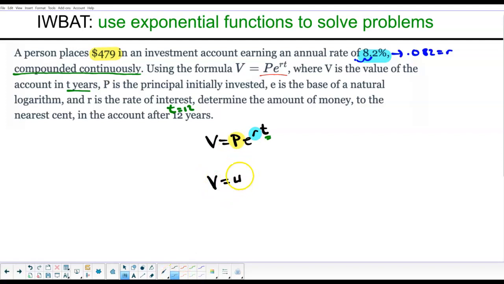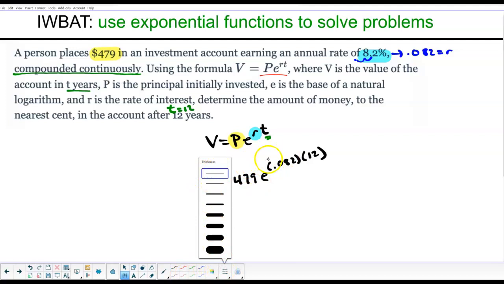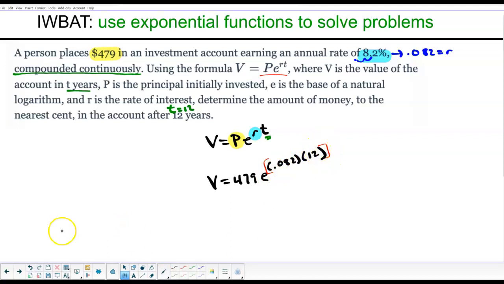So let's take our initial amount. We're going to leave e, and then we're going to put in our rate, and we're going to raise that, or times that by 12. Now keep in mind, this product is all in the exponent. So let's grab our calculator and we'll actually calculate that.